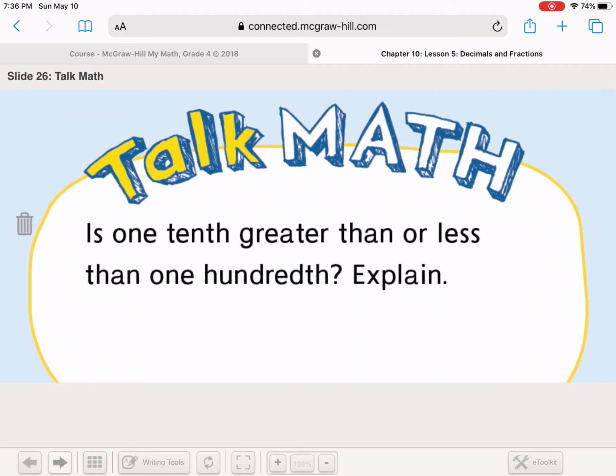Okay, is 1/10 greater or less than 1/100? Well, 1/10 is greater because anytime you go left towards the decimal, the value is bigger, okay? So think about a dime. Which is greater, a dime or a penny? Well, a dime. A dime is worth 10 times more than the penny.